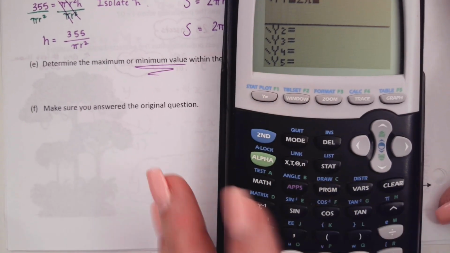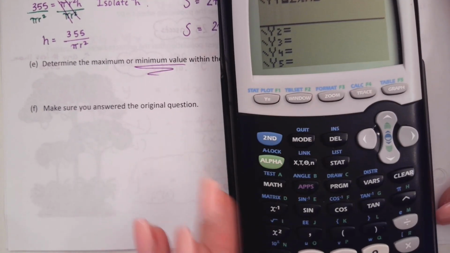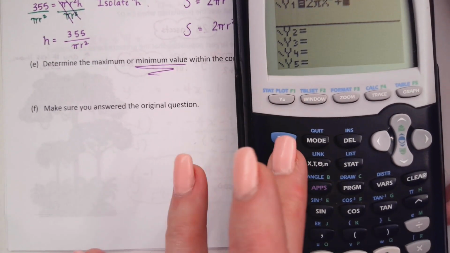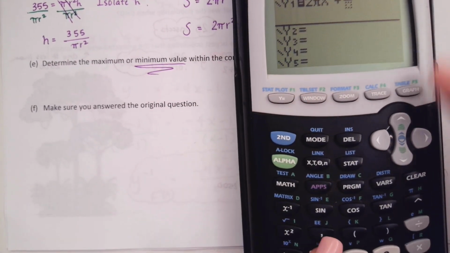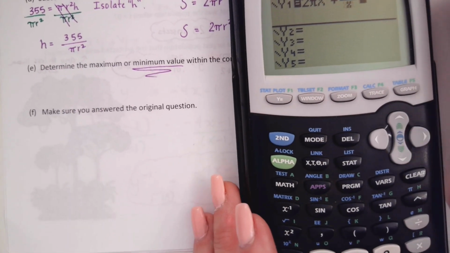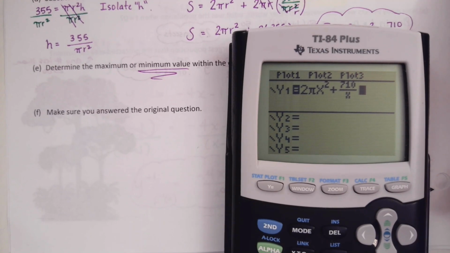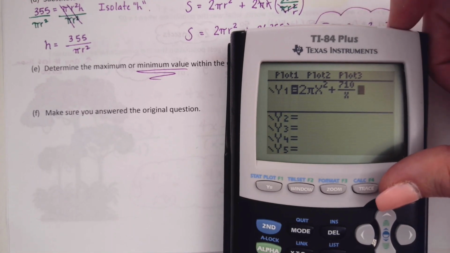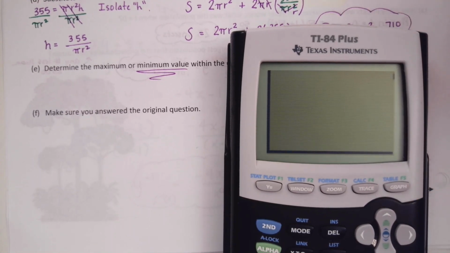2 pi, and then we need our variable squared plus 710 over r. 710 over r, which is technically just x. Oh, there we go. This might not look good because it has our old window on it. So when you graph it, it might be terrible, and we might have to adjust our window.